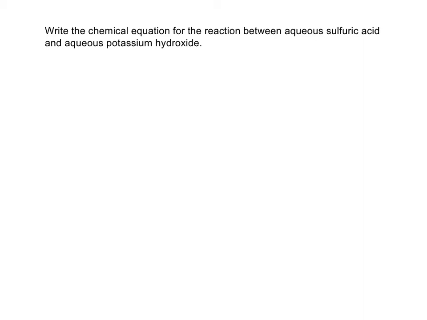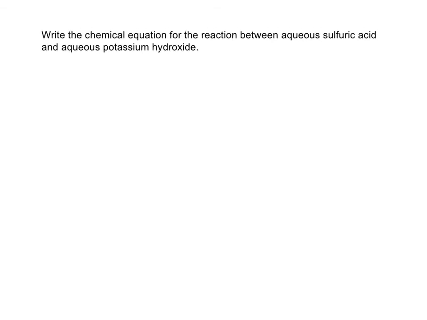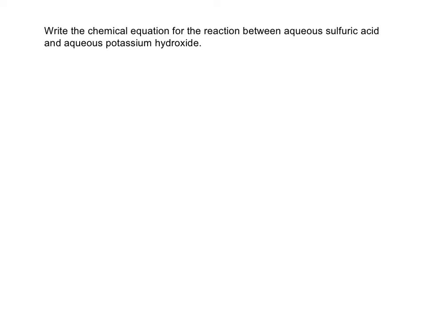So sulfuric acid, right? The -ic ending means that it came from the -ate polyatomic ion. So it must have come from sulfate. Right, so we've got sulfate is SO4 2 minus, so sulfuric acid is H2SO4, and then we're reacting that with potassium hydroxide.